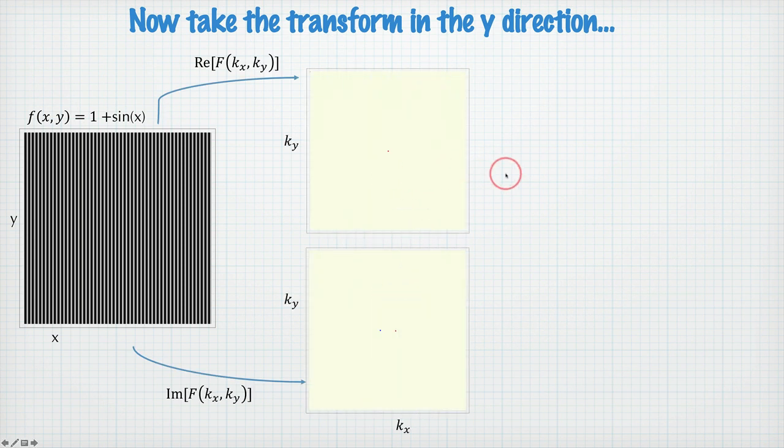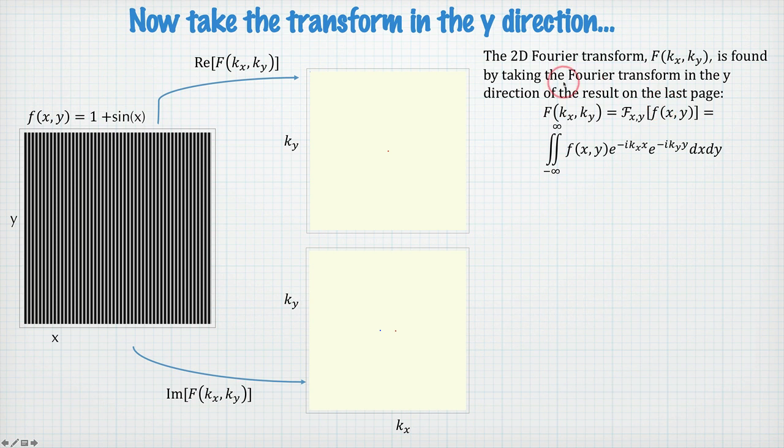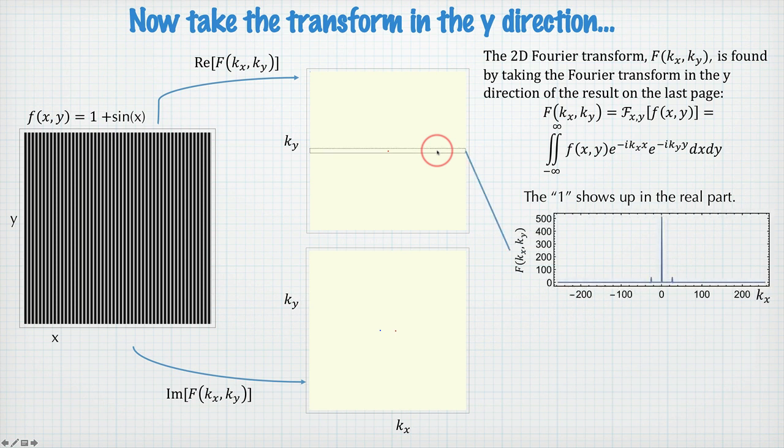It looks pretty boring. So the definition of the 2D Fourier transform is just an extension of that previous definition that I gave you, except now we're integrating twice over x and y with these two kernels, one for kx and one for ky. Now the 1 shows up in the real part, and I'm going to zoom in and take a slice along the kx direction to show you what it is. And you see you have this big spike in the middle here, which is basically a delta spike. Well, of course, all these Fourier transforms here are done numerically, so a delta spike is not really a delta spike, it's just some large value.